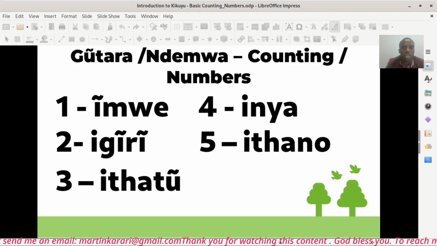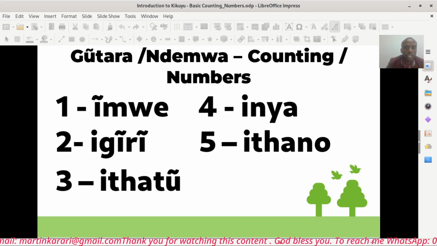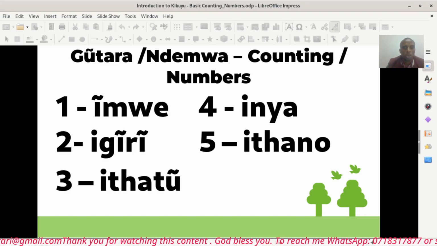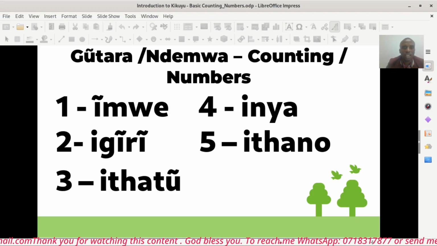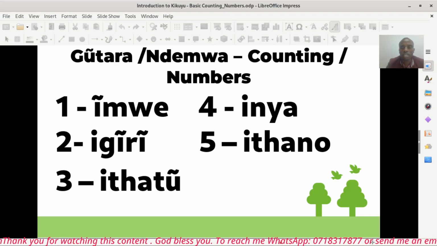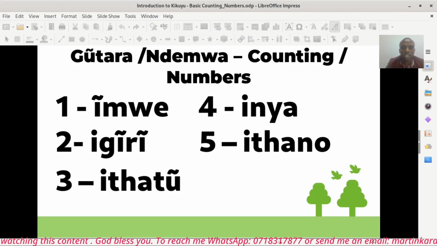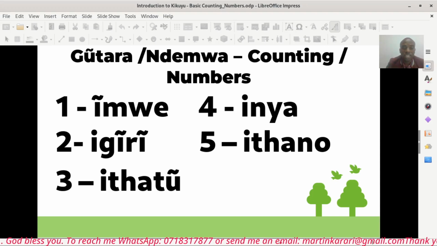And we have this being the first 5 numbers, and they are not that difficult. You can always try and pronounce them by using the basic lessons that we have had from the beginning. So we have said 1 is imwe, 2 is igere, 3 is idato, 4 is inya, 5 is idano.